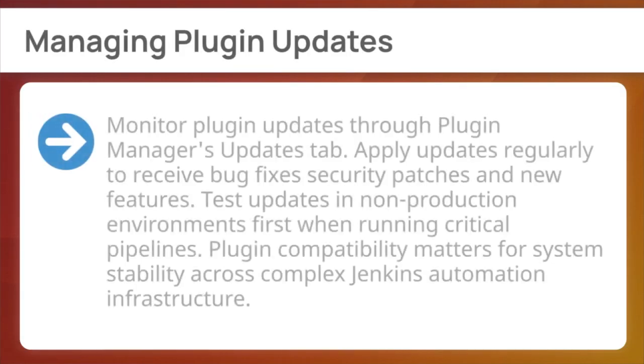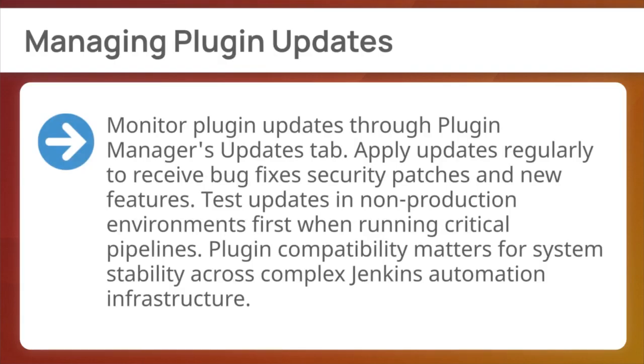Finally, managing plugin updates. Monitor plugin updates through Plugin Manager's Updates tab. Apply updates regularly to receive bug fixes, security patches, and new features. Test updates in non-production environments first when running critical pipelines. Plugin compatibility matters for system stability across complex Jenkins automation infrastructure.